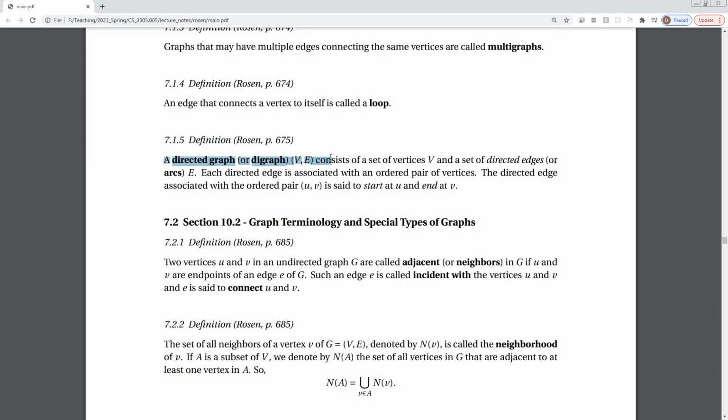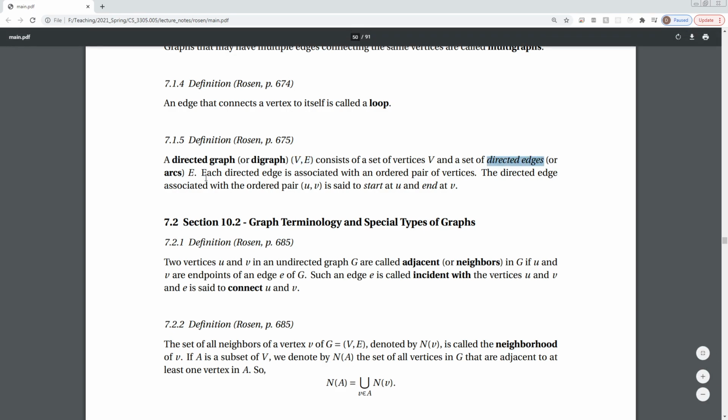Next, directed graph, supposedly referred to as a digraph. Again, I don't call partially ordered sets posets, and I don't call directed graphs digraphs, but maybe some people do. So this is a pair, and it's just like the graphs, right? So it's a set of vertices and a set of edges. But in this case, the edges are directed edges, or arcs, and so they have a source and a destination. So it's an ordered pair, and the directed edge associated with the ordered pair is said to start at U, the source, and end at V, the destination.